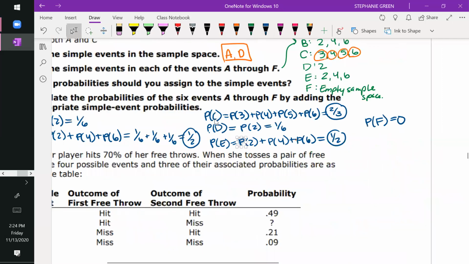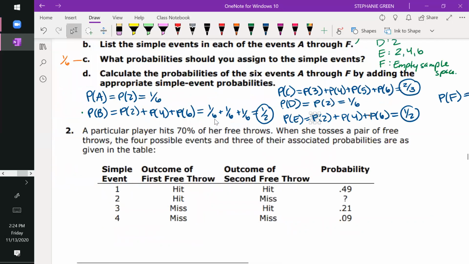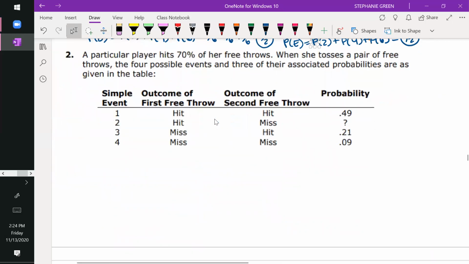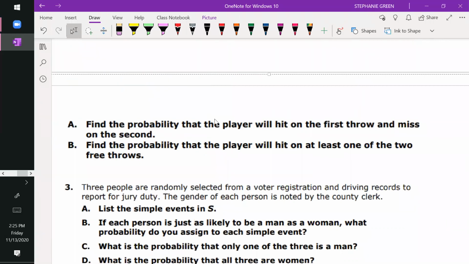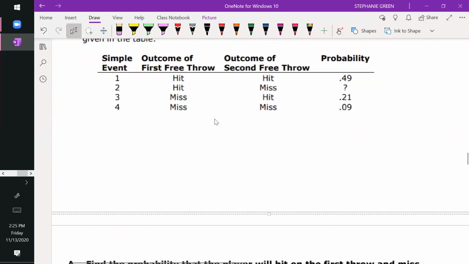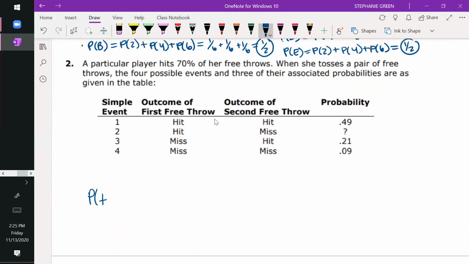All right, next question. A particular player hit 70% of her free throws. When she tosses a pair of free throws, the 4 possible events and 3 of their associated probabilities are as given in the table. A, find the probability that the player will hit on the first throw and miss on the second. The probability of a hit first and we said miss second? Yes.